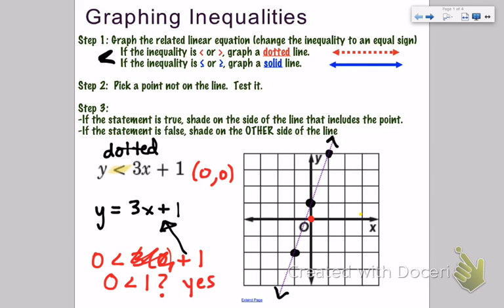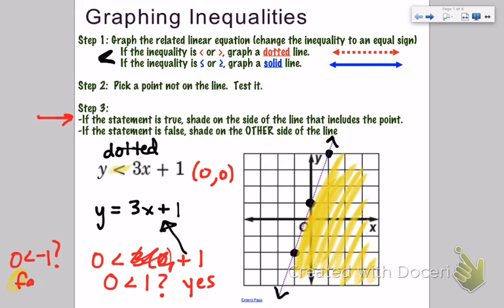Yes. So if you look at step 3, if the statement is true, shade that side of the line. So I'm going to shade where the point that I tested was. Had I tested it and we got something like 0 is less than negative 1, that would have been false, and we would have shaded the other side. So let's take a look at the next slide for another example.